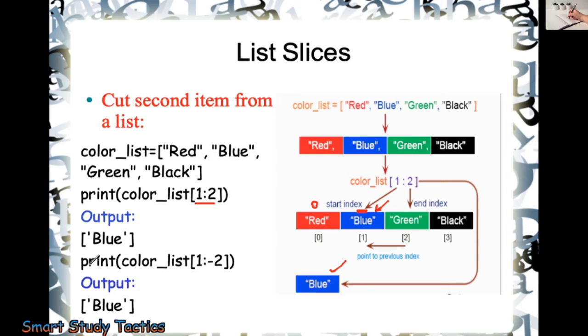One more thing you can check: print color list 1 to minus 2. I think we have discussed the reverse order, the forward direction and the backward direction of the list also. It starts from minus 1, minus 2, minus 3, minus 4. So we have to go from 1 to minus 2, which means it will stay here only. So it is printing blue. Both statements are similar. Either you use this or you use this.